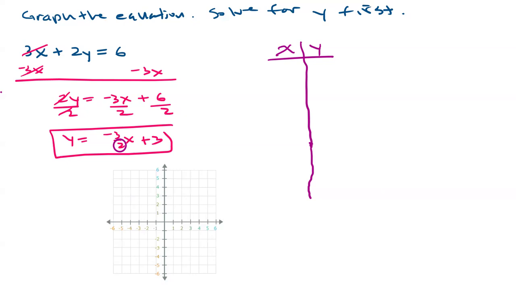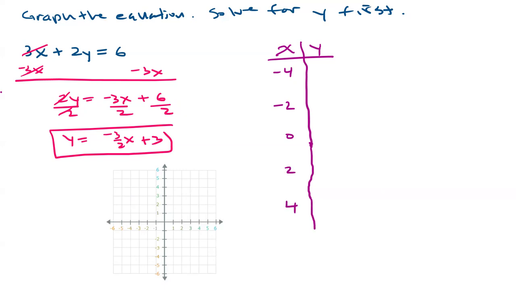Even or odd? Even, right? Even numbers are good to pick. You can pick odd if you want, but you're going to have decimal answers. So I want to pick even ones: 2, 4, 6, 8. I like to pick at least 5 numbers, so I'll do -4, -2, 0, 2, and then 4.